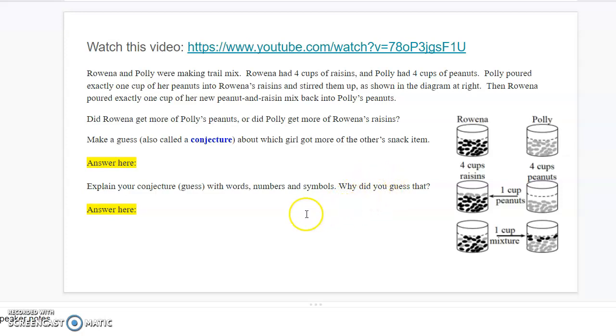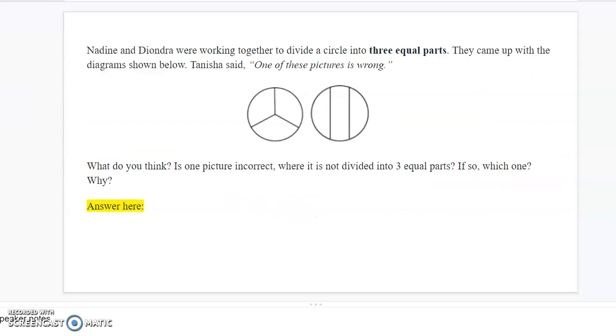Okay, that's looking at that math practice again. You have to explain your thinking, and you're going to use words, numbers, or symbols. And then for the second slide, it says Nadine and Deandra were working together to divide a circle into 3 equal parts. They came up with the diagrams shown below. Tanisha said, one of these pictures is wrong. So they have to divide a circle into 3 equal parts.